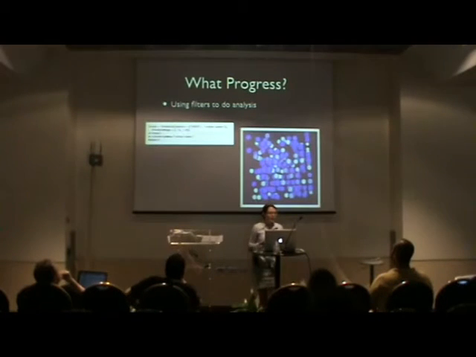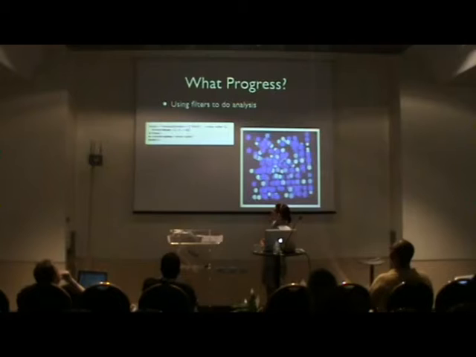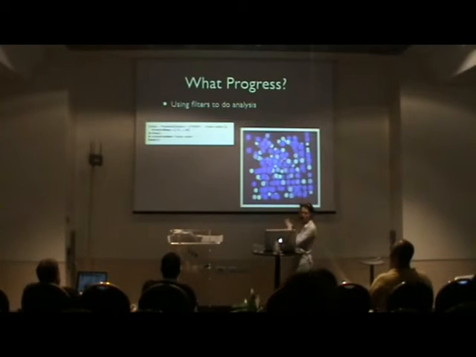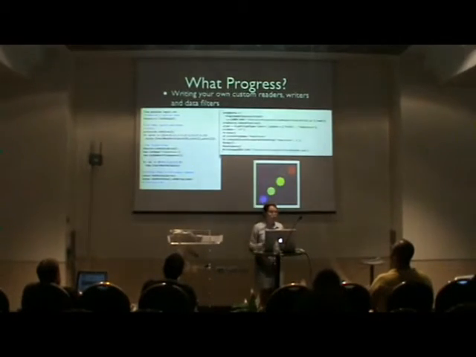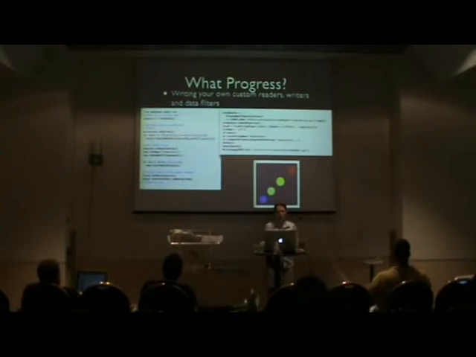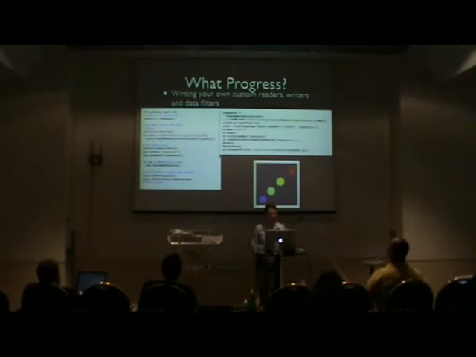We'll use filters to do analysis. So here's that previous random number generator where I've just thresholded by random numbers that lie between 0.75 and 1. So you see that now I only have big blue spheres instead of small reddish spheres. And writing their own custom readers, writers, and data filters, all in native Python.